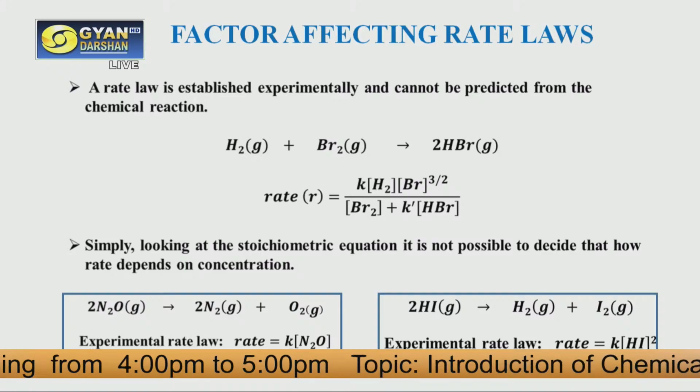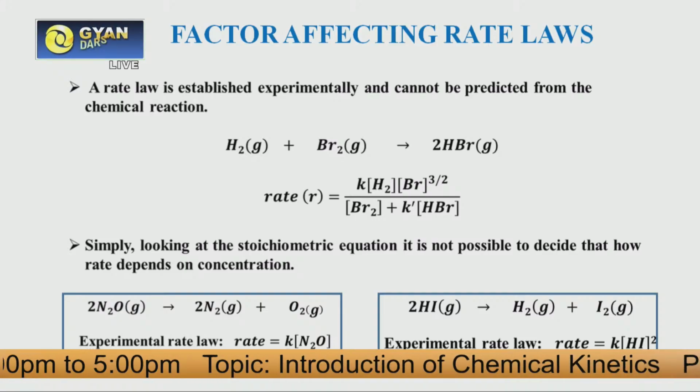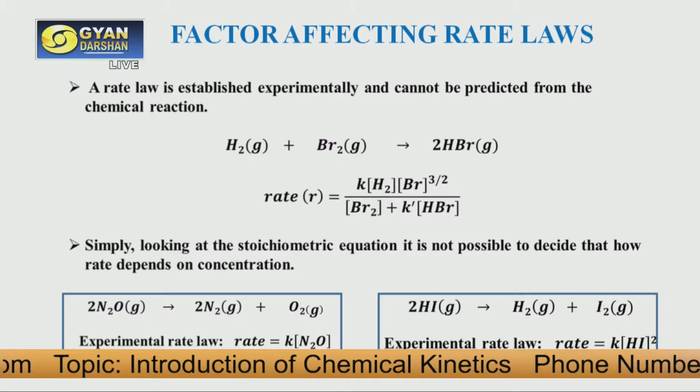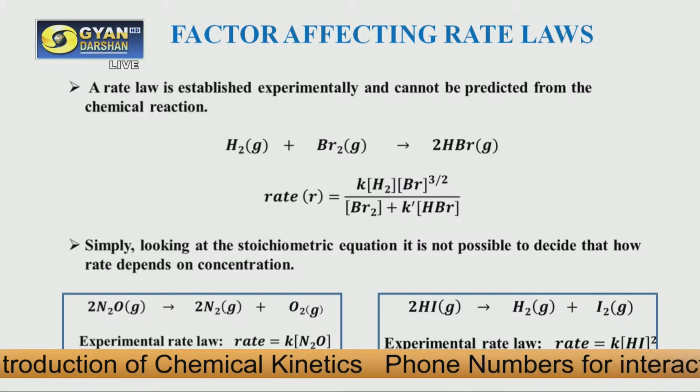Again, 2HI gives hydrogen gas and iodine gas. Simply you can write rate is equal to K[HI]^2. In both the cases it would be the same, but for nitrous oxide it is not the same. So you can't decide the rate just by looking at the stoichiometry. It is purely experimental, based on the experimental data of that reaction.